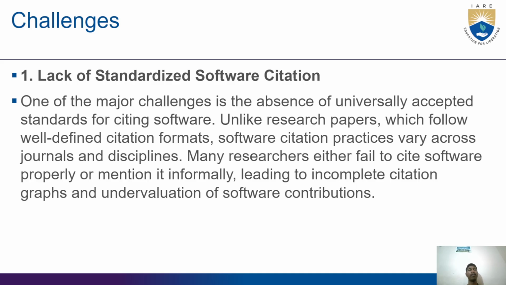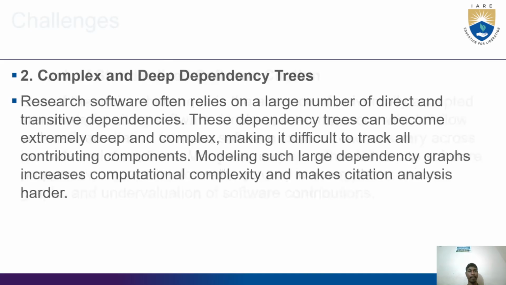The technology is evolving in a broad way, but the software that we use for citation graphs is very small in tech when we compare it to the broad tech we are evolving in this modern world. So, lack of standard software citation. One of the major challenges is the absence of universally accepted standards for citing software. Unlike research papers, which follow well defined citation formats, software citation practices vary across journals and disciplines.